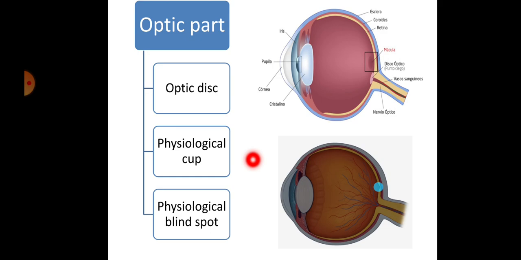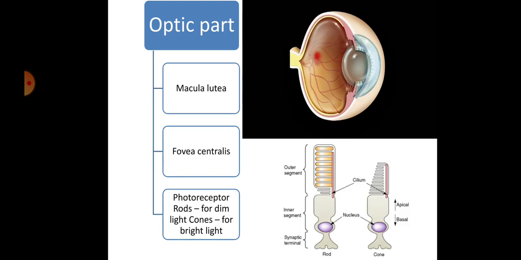The physiological cup or the optic disc doesn't have rods and cones. In this area, even if light rays converge, an image is not going to form. Because of that reason, this area is called the physiological blind spot. So in this picture, this is the optic nerve entrance, and this area is called the physiological blind spot. The optic disc, physiological cup and physiological blind spot are almost all the same.